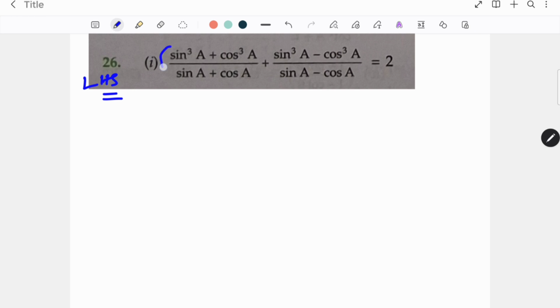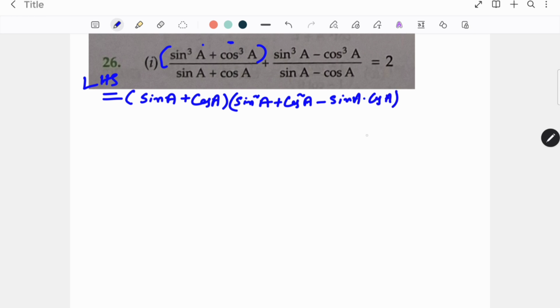But what we'll do, this upper one, see sin cube a and cos cube a. That means the a cube plus b cube formula will be used. The formula is (a plus b) into (a square plus b square minus ab). Minus ab means sin a into cos a.